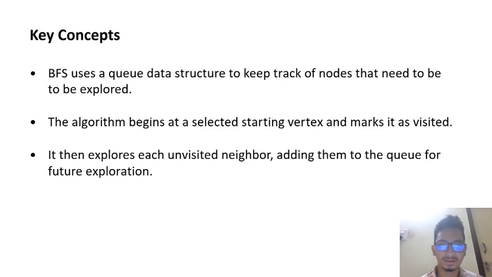Key concepts. BFS uses a queue data structure to keep track of nodes that need to be explored. The algorithm begins at a selected starting vertex and marks it as visited. It then explores each unvisited neighbor, adding them to the queue for future exploration.